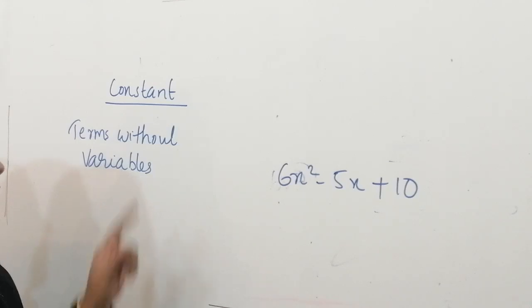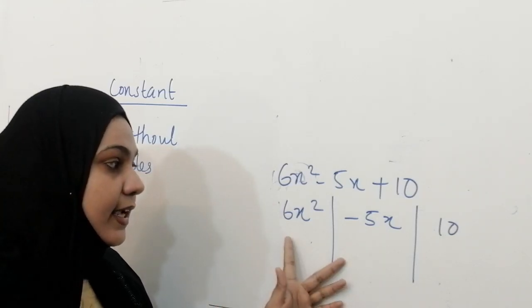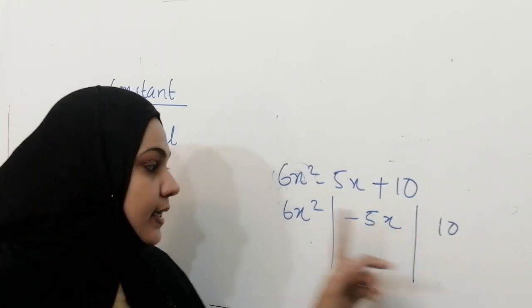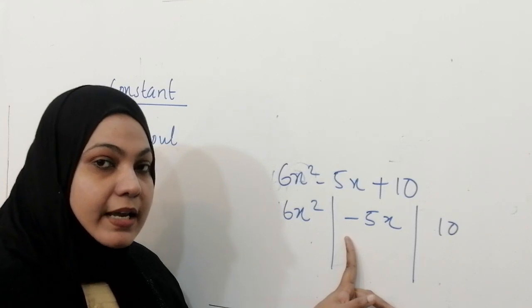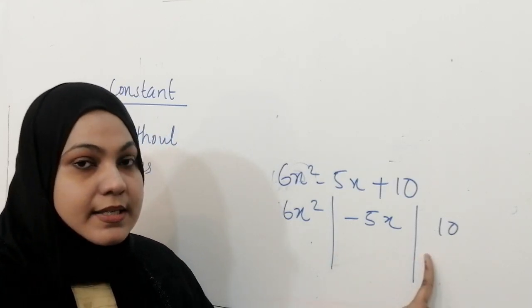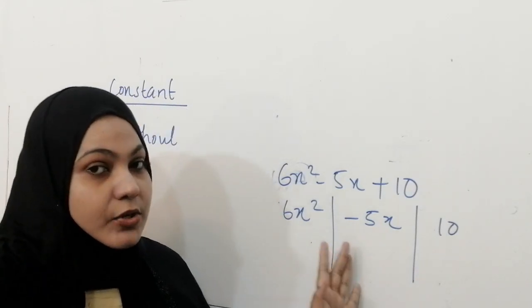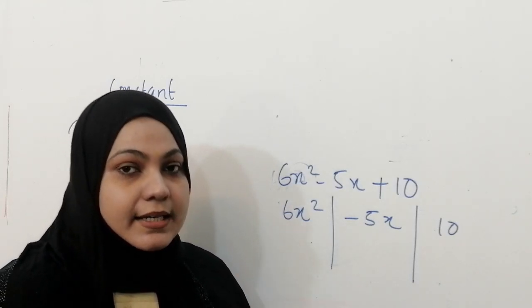Next we can learn what is constant. Terms without variables are known as constants. In this expression there are three terms: 6x square, minus 5x and 10. Here you know that 6x square and minus 5x have variables. Only the term 10 is left without variables. So 10 becomes the constant in this scenario. I hope you understood what is coefficient, what is variable, what are terms, what are like terms and what is constant.